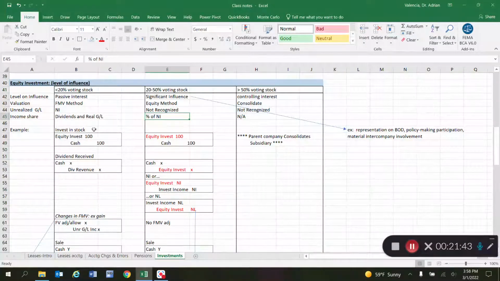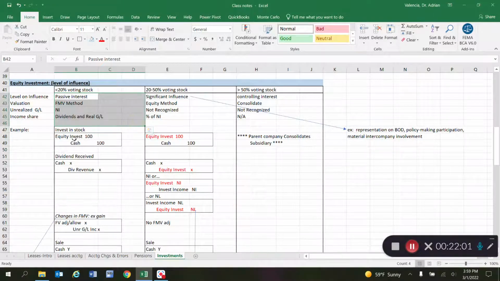And the percentage obviously depends on what percentage we own. So we will bring part of that percentage into our accounting, and you'll see that in a minute. And that's not applicable for the consolidation. So let's look at the passive interest category first.